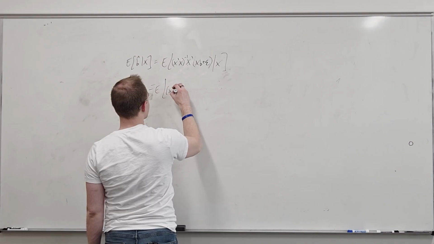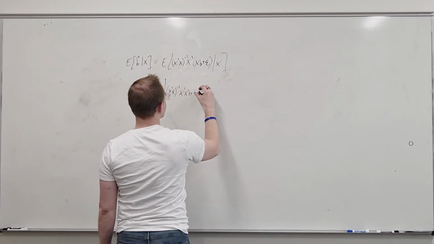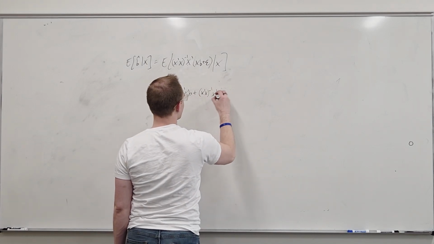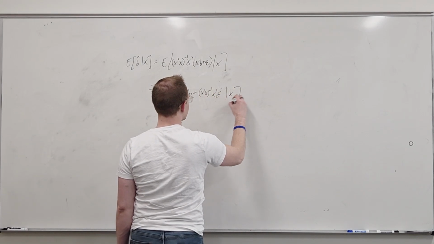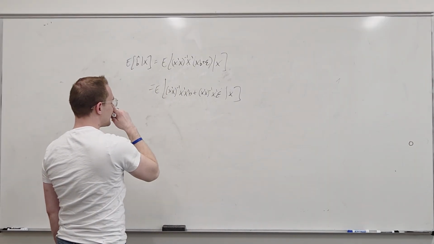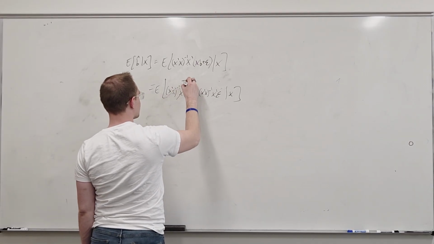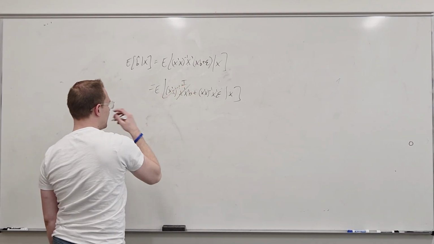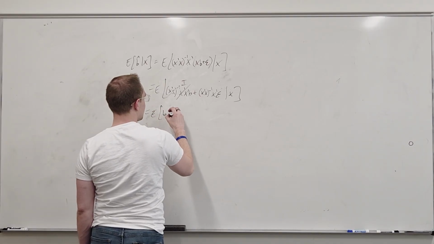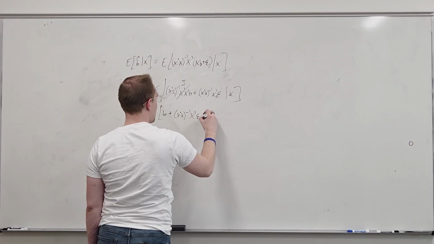This is (X'X)^-1 X'Xb plus (X'X)^-1 X'ε, right? Did I multiply that right? Given X. Now, wait a minute. (X'X)^-1 X'X, that's an inverse times the thing it's inverting. That just goes to the identity matrix, doesn't it? So that just leaves us with b. So let's simplify that: expected b plus (X'X)^-1 X'ε given X.